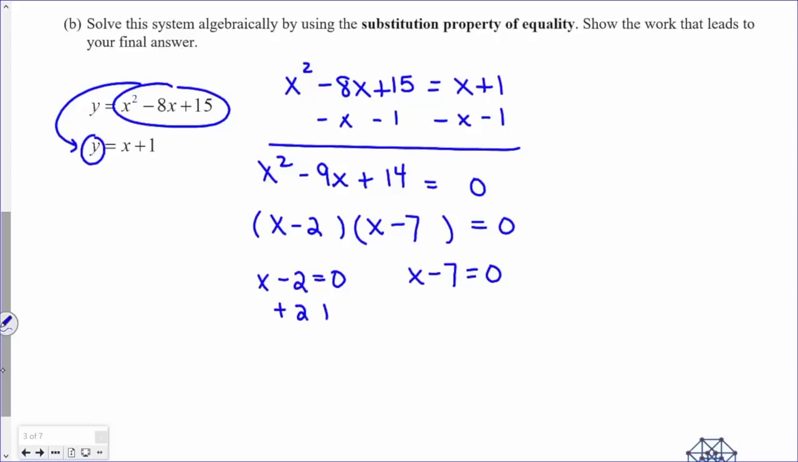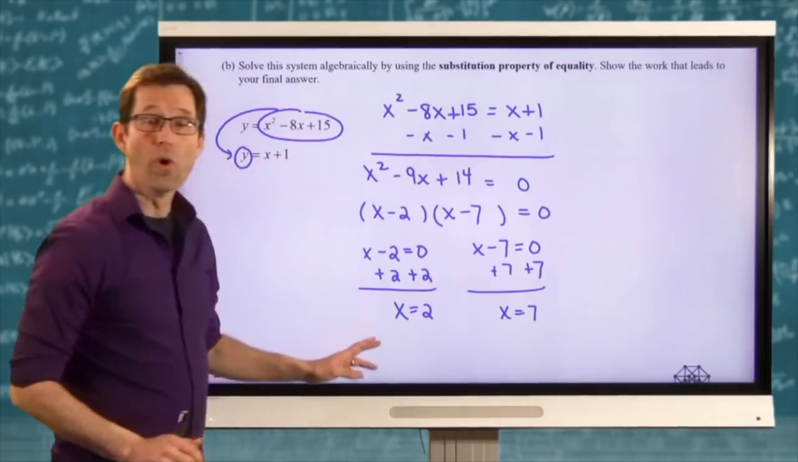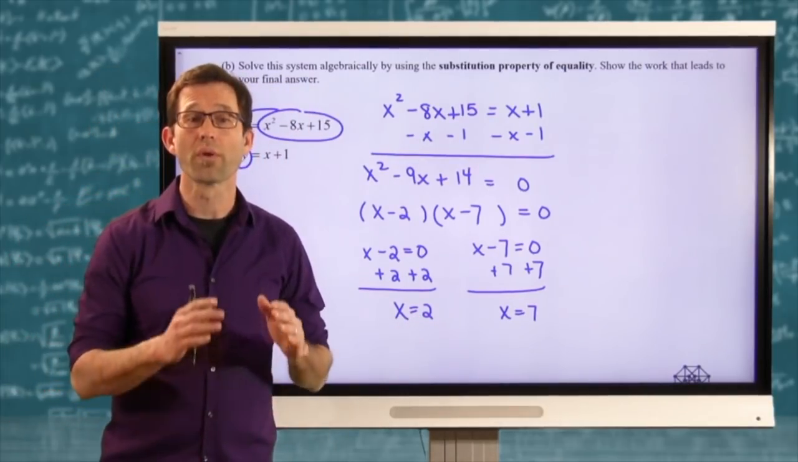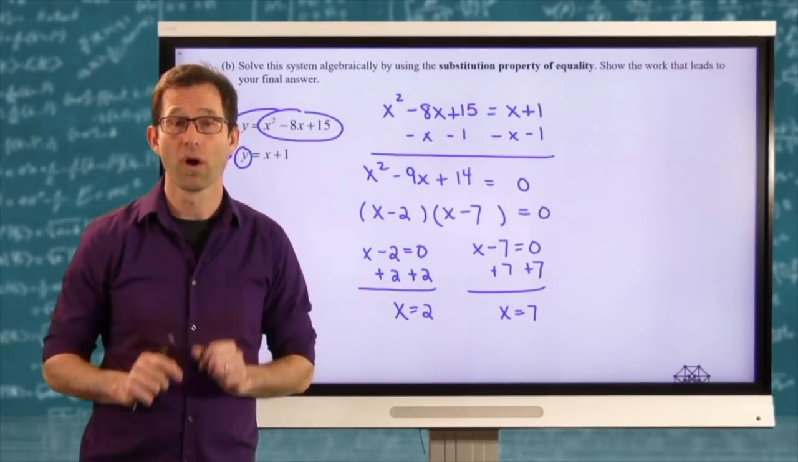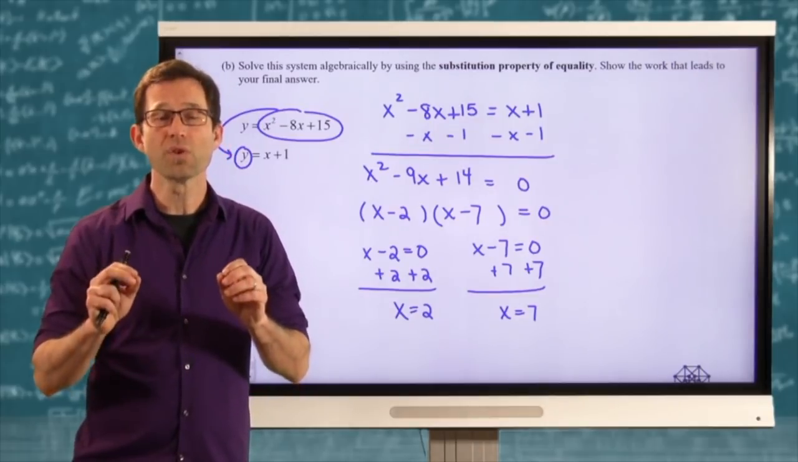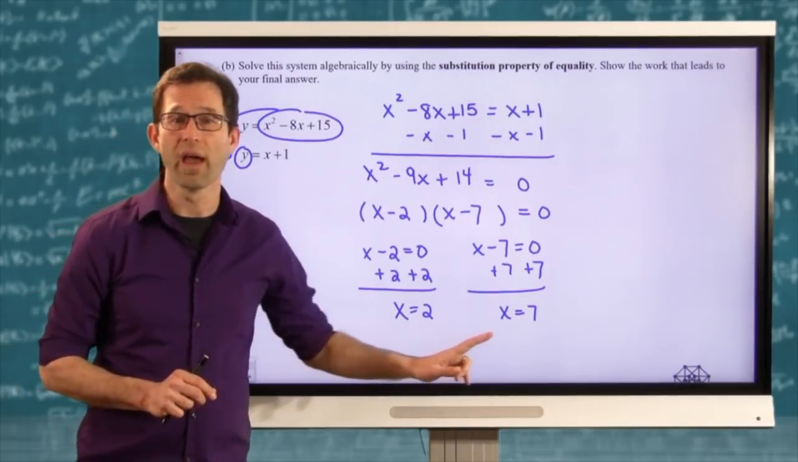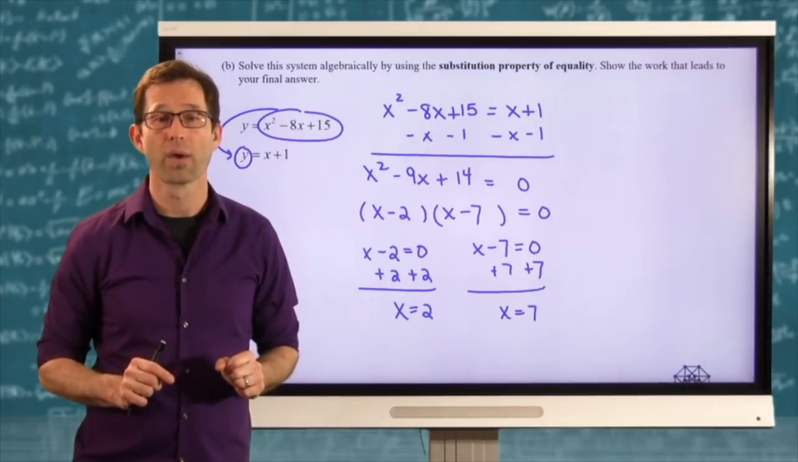Of course, adding 2 to both sides here gives us an x coordinate of 2, and adding 7 to both sides here gives us an x coordinate of 7. Those are the two x coordinates where the line and the parabola cross each other. But if we want to solve the system, we not only need the x coordinates, we also need the y coordinates.